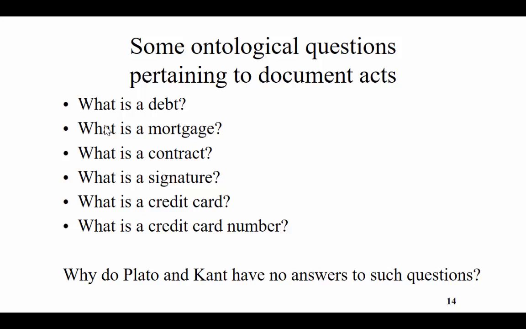But it took until the 20th century for philosophers to start thinking about speech acts, the varieties of ways of doing things with words. Very few philosophers, even today, have thought about document acts. And very few philosophers have thought about these kinds of questions. So what is a contract, or what is a signature? Or what is a credit card? So Kant has nothing to say about questions like this.